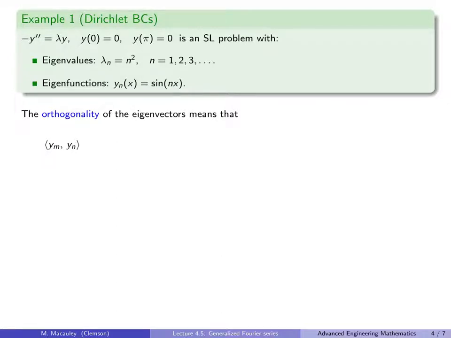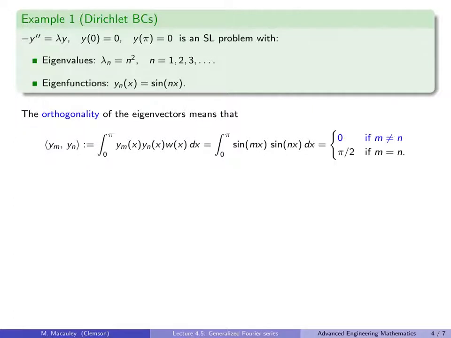take the inner product of ym and yn, which by definition is the integral from 0 to pi of ym of x times yn of x times the weighting function, which recall is 1 in this example. So that's the integral from 0 to pi of sine of mx sine of nx dx. That's 0 if m and n are different. That's easy to check. And it's pi over 2 if m and n are the same. That's an easy thing to check.